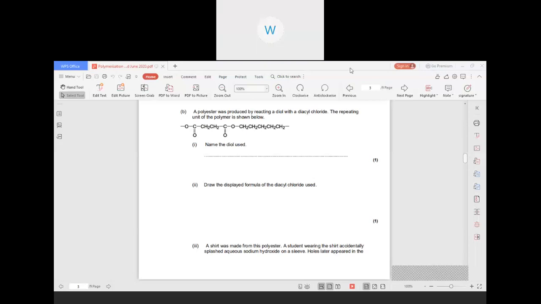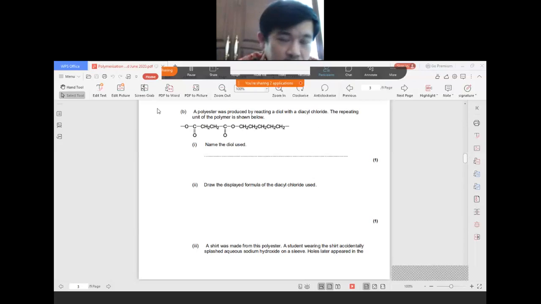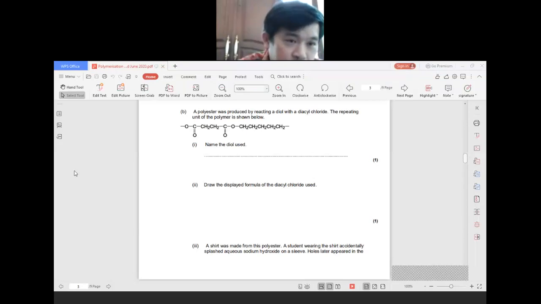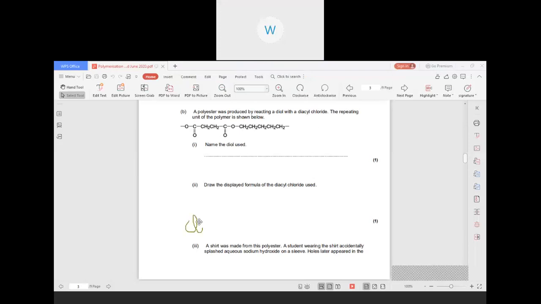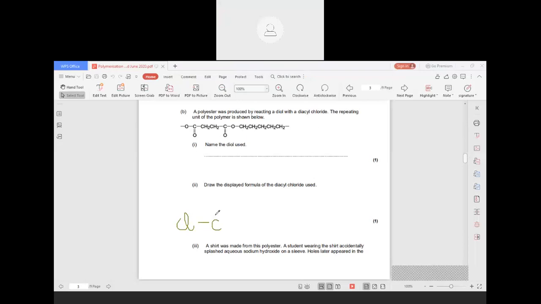That one is COOH, CH2, CH2, COOH, right? So it is forming like Cl on both sides. I mean COCl. So there's dioyl chloride: COCl here, and then there is CH2, CH2, and then COCl. The bond becomes C, and then there is a C double bond O, and then here CH2, CH2, CH2.